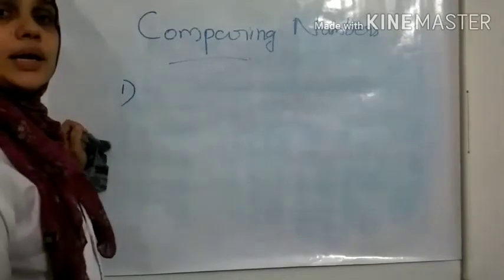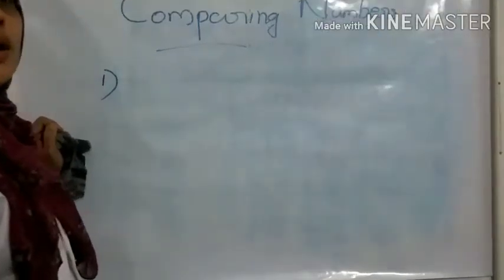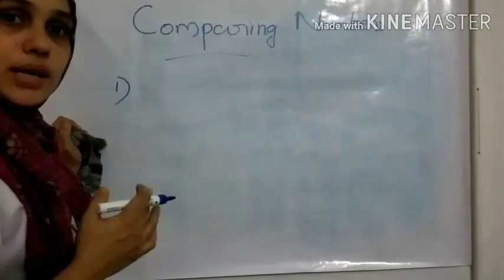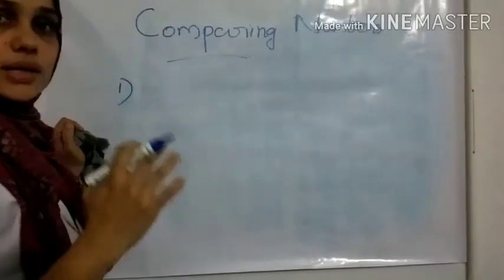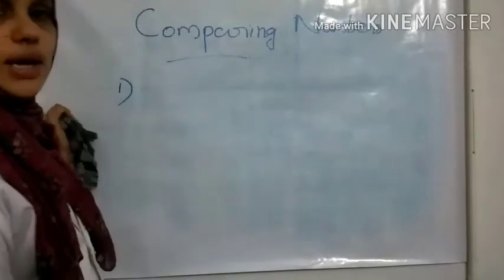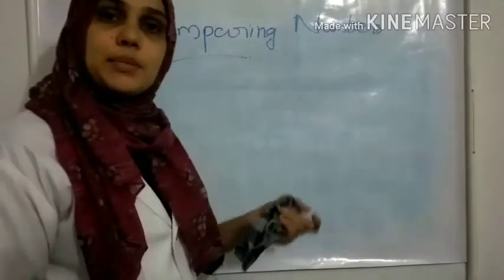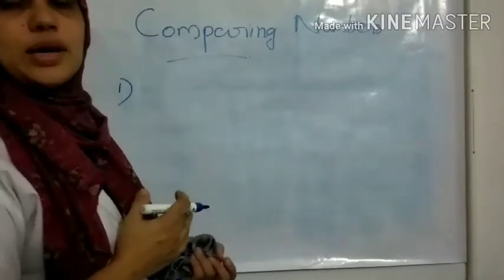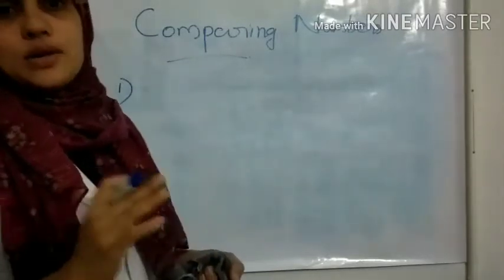We compare the numbers in their increasing order. It is known as ascending order. Increasing order means ascending order. And we compare the numbers in their decreasing order. It is known as descending order.